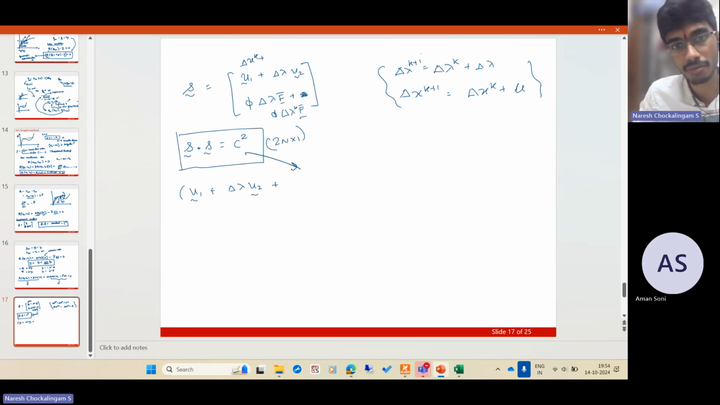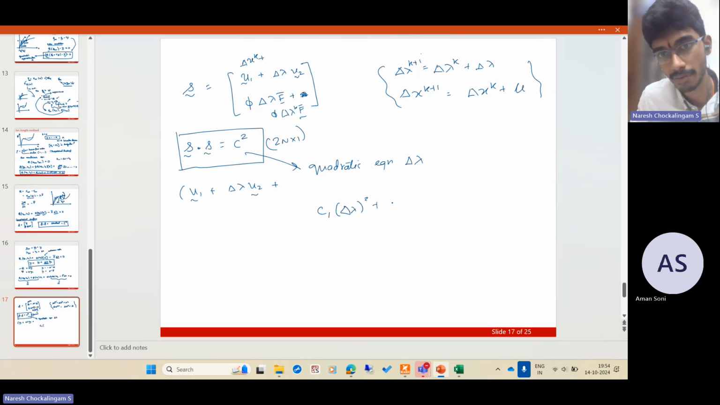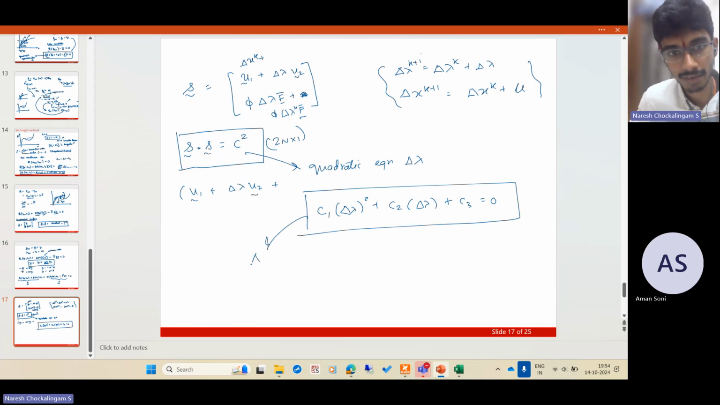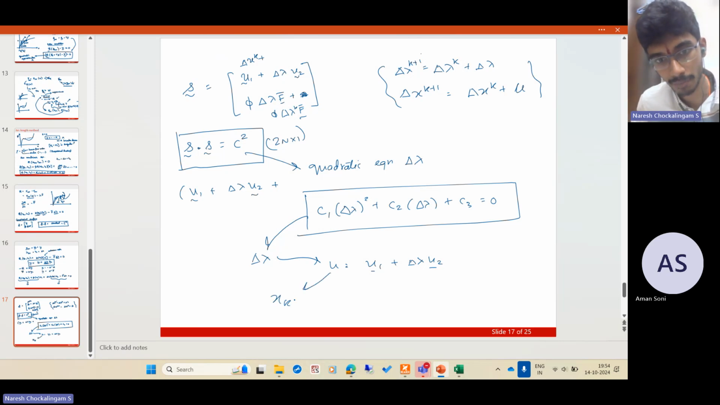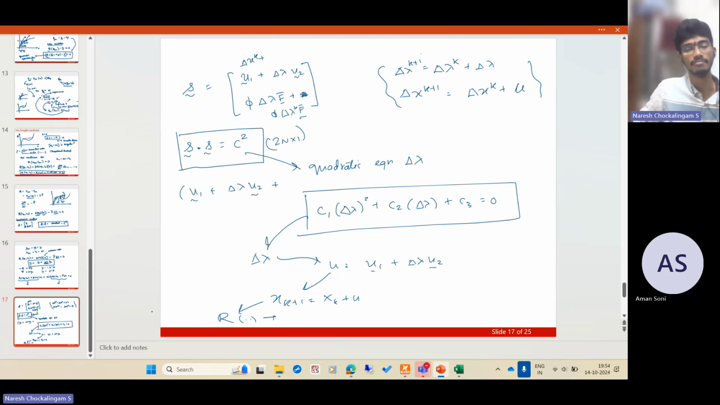So this is a quadratic equation in delta lambda. You get some expression as c1 times delta lambda square plus c2 times delta lambda plus c3 equal to 0. So you can solve for c1, c2, c3. Therefore, you get delta lambda. Once you get delta lambda, get u as u1 plus delta lambda u2. And then once you get u, update the configuration. Xk plus 1 is xk plus u. Then once you get the configuration, get the residual and check if the residual has converged.